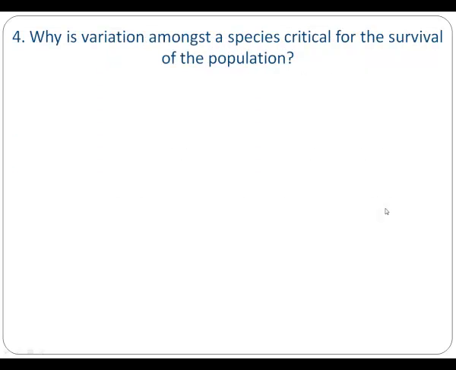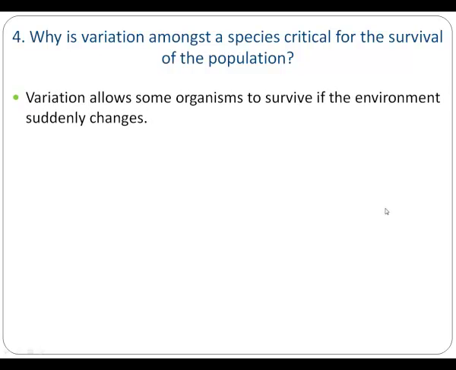Why is variation so important for survival of the species? So if the environment suddenly changes and a particular species is poorly adapted to that sudden change, that species will die off. So having that variation allows some of the organisms in a species to survive should the environment suddenly change.